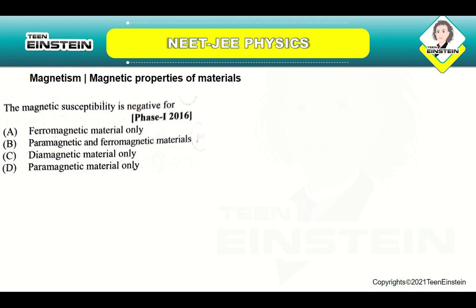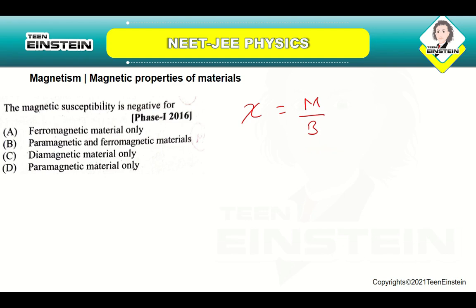The magnetic susceptibility is negative for: ferromagnetic material only, paramagnetic and ferromagnetic materials, diamagnetic material only, or paramagnetic material. First you should know what magnetic susceptibility is. It is a dimensionless proportionality constant that indicates the degree of magnetization of a material for an applied magnetic field. The susceptibility is given by psi equal to M by B, where M is the magnetization of the material and B is the applied magnetic field.